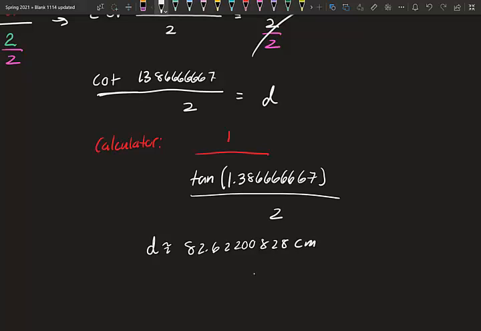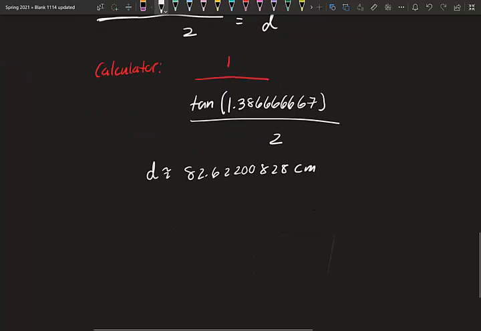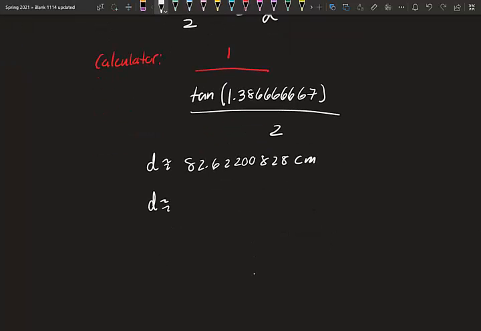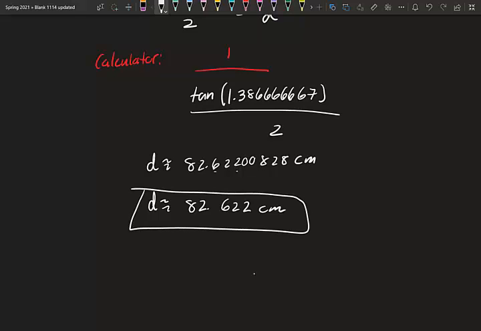And we need significant digits. So how many significant digits do we have? We have 5 significant digits. So d is about 82.622 centimeters. That's it. We found the distance. This is a word problem, but since it says find d, d is this. That's fine.